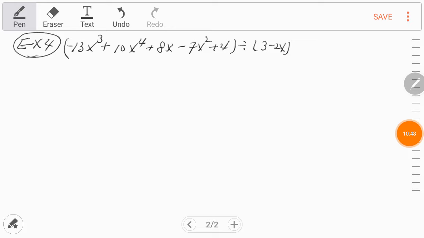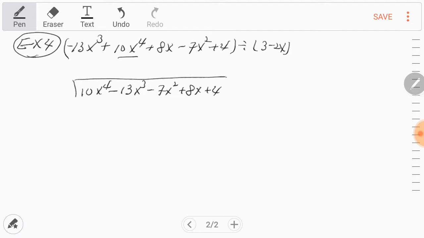Okay, this is example 4. Okay, the dividend is 1, 2, 3, 4, 5. There are 5 terms. So we gotta write the largest term first. 10x to the 4th power minus 13x cubed minus 7x squared plus 8x plus 4. So divide this expression by the divisor. For the divisor we write negative 2x, the x term first, and then plus 3.